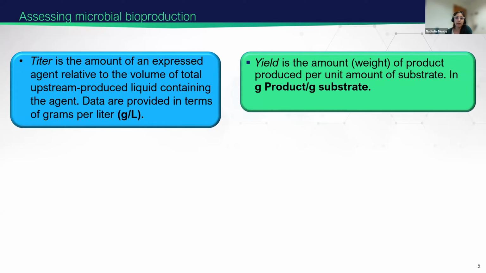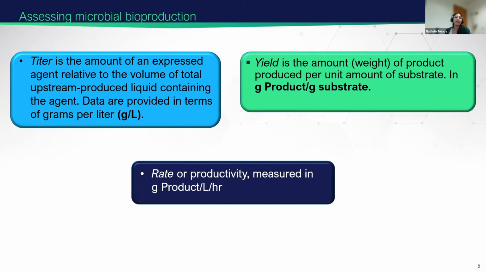The other important metric is yield, which is the weight of the product produced per unit of substrate. So the units that we're going to use to measure yield are grams of product per gram of substrate. Usually the substrate is glucose, but we will see that we can use other carbon sources as our substrate. And in rate, finally, we take into account the time and we measure it as grams of product per liter per hour. All of these three measurements we can get if we're using a targeted approach. However, sometimes we have broader questions.